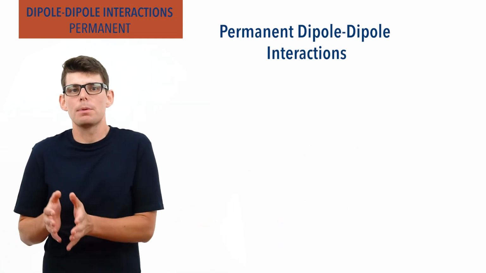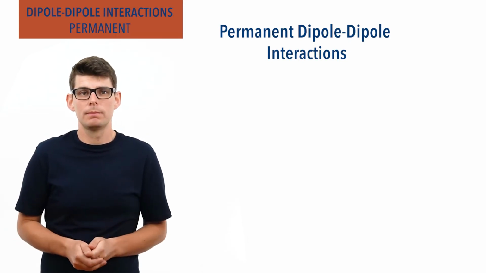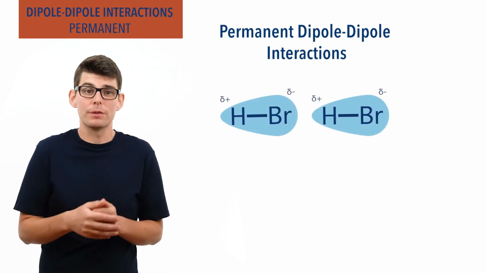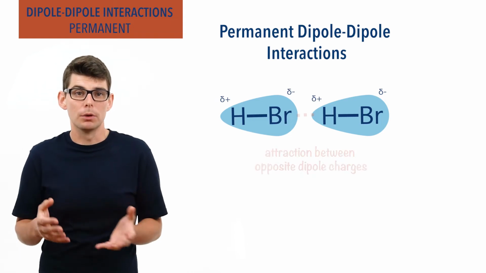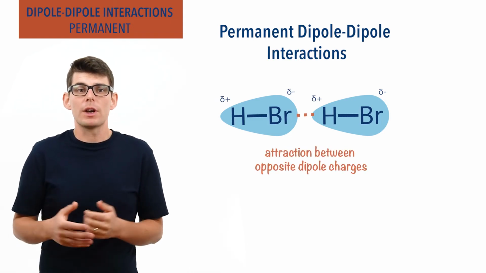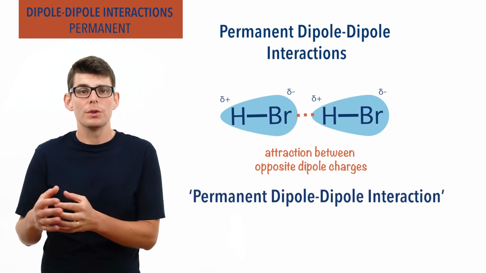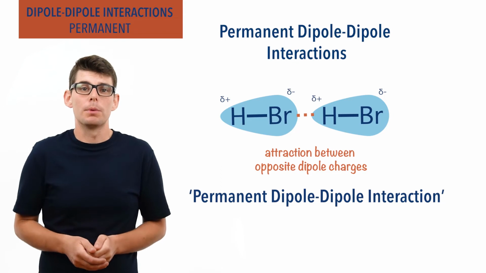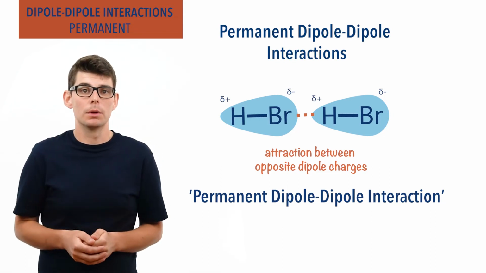Permanent dipole-dipole interactions can only form between polar molecules. If two neighbouring polar bonds from two different molecules get close enough to each other, there will be attraction between the oppositely charged regions of each bond or molecule. These attractions are referred to as permanent dipole-dipole forces or interactions. The partially negative end of one molecular bond is attracted to the partially positive end of the other molecular bond.